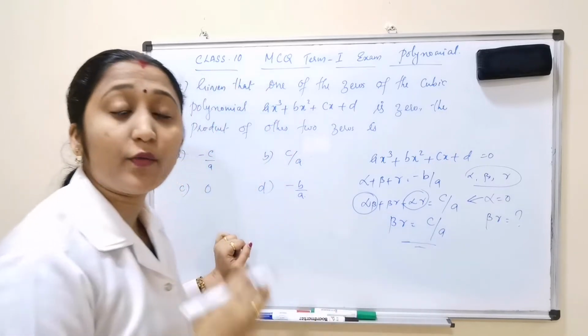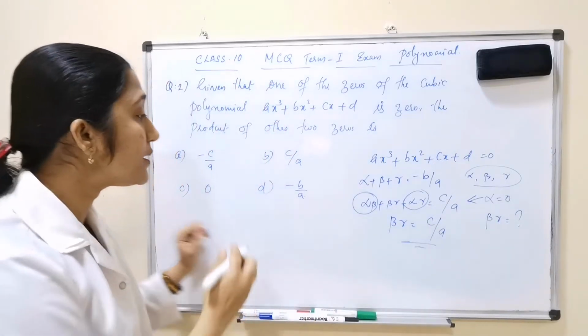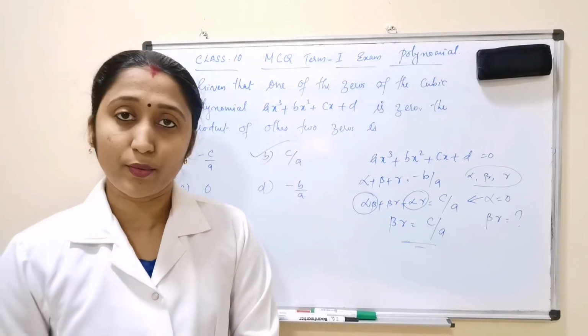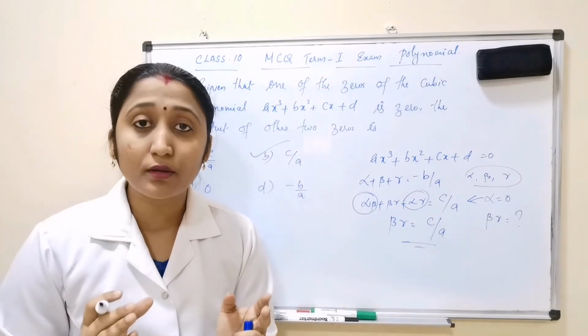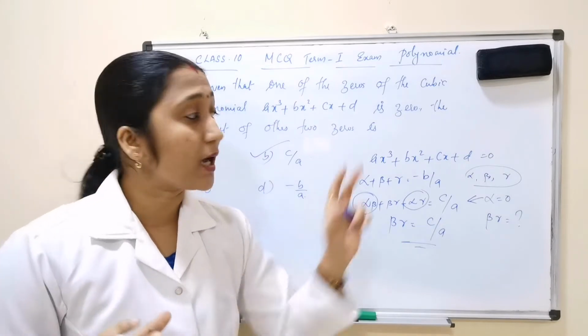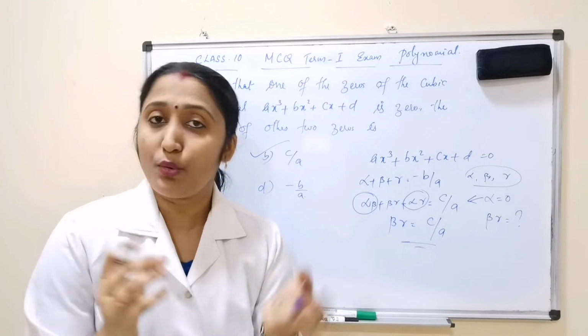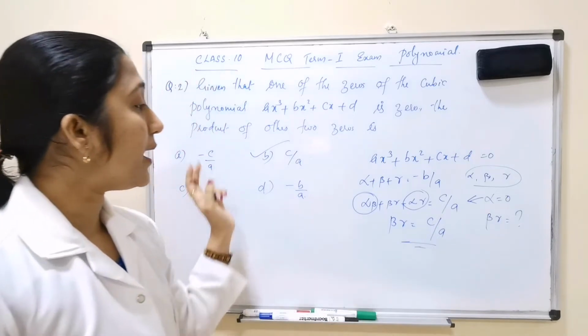So the product of the other two zeros, what is the answer? C by a. Option B is the answer. Okay. First of all, we have to thoroughly study the concept. Then only you can answer very quickly. Okay, so this is the concept.